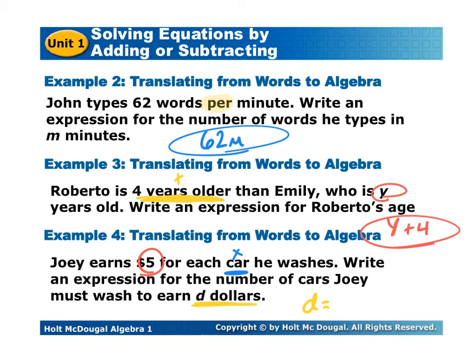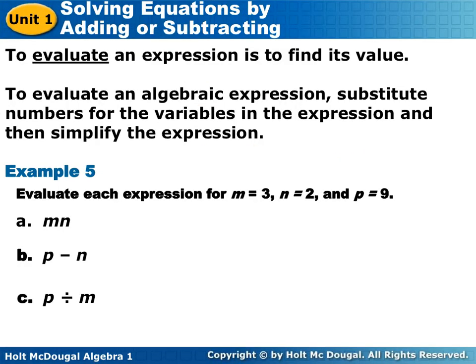All right. So, to set this up, we know to earn D dollars, he would have to wash X amount of cars. So, how you would set this up is D is equal to 5 times X. Because to get to that certain amount, it would be 5 times whatever that amount is. All right. Any questions with any of those? All right. Well, let's keep going. Let's keep plugging along.